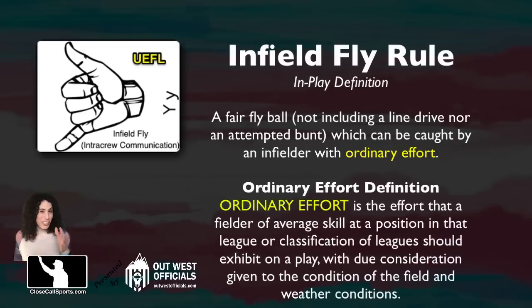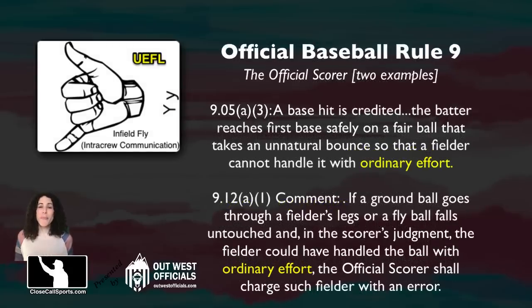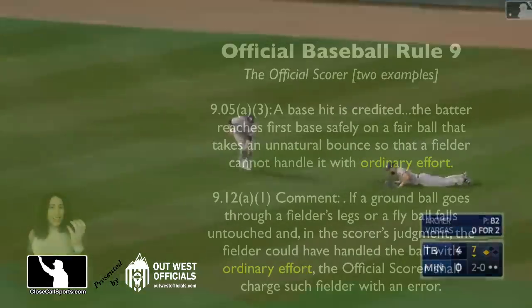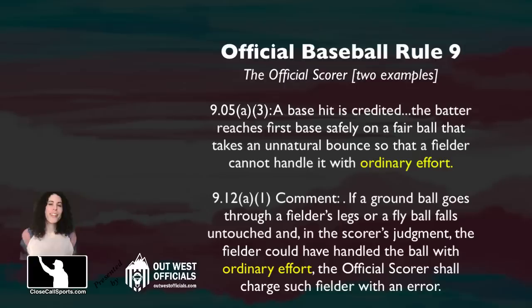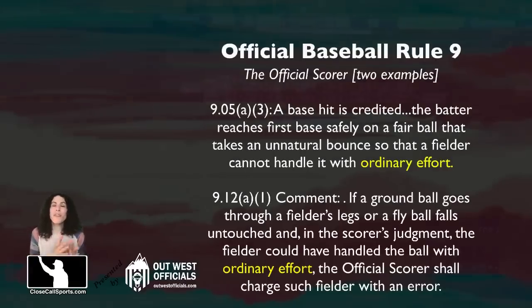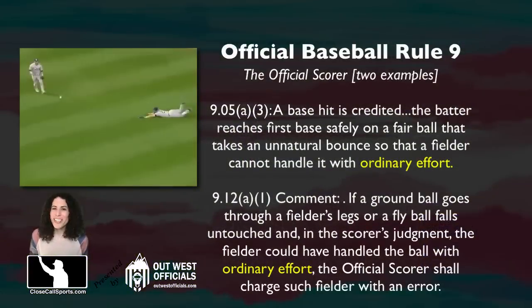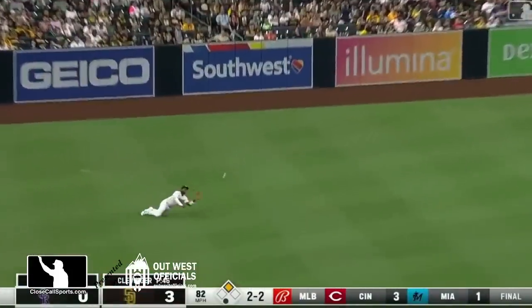Think about it this way. Rule 9, the official score. How do you decide if something is a hit or an error? The answer is ordinary effort. And what that means is, if an outfielder dives for a ball and can't catch it, we wouldn't give him an error for it. We would probably give that a base hit because ordinary effort was employed and it still was not good enough to come up with the catch. That would have required extraordinary effort.